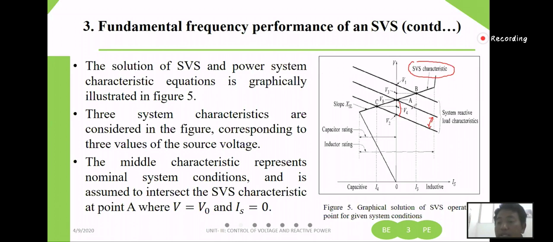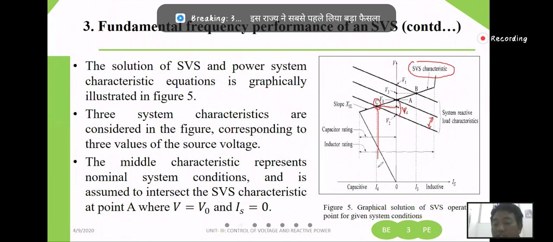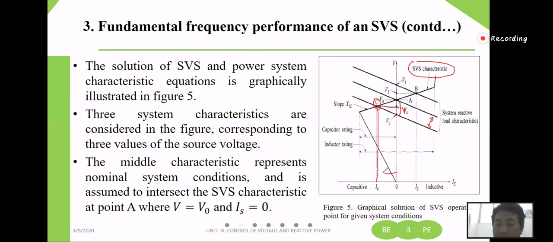But if you have an SVS, your point will shift to C, and this much voltage we can control to V4 by injecting the capacitive current I4. This is how we can control the voltage using the SVS.